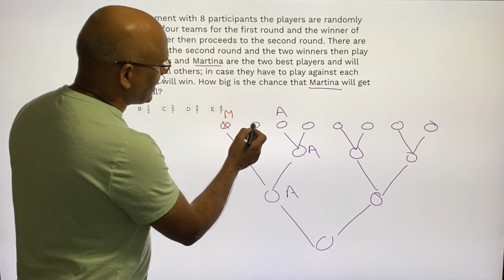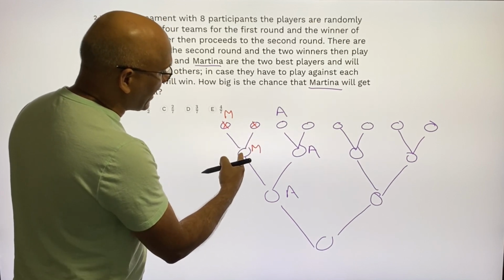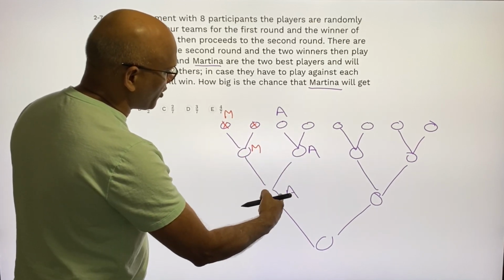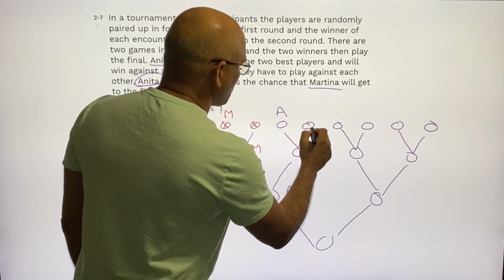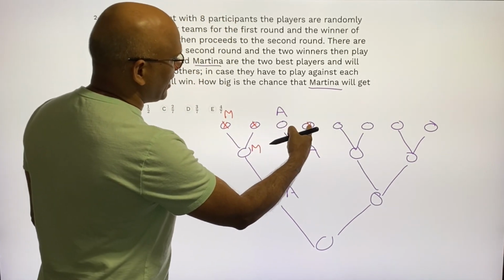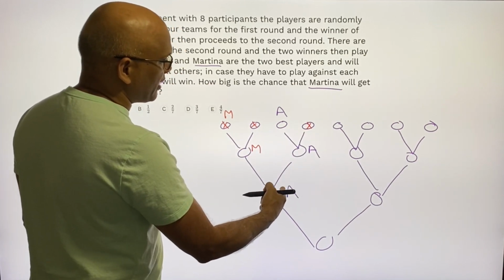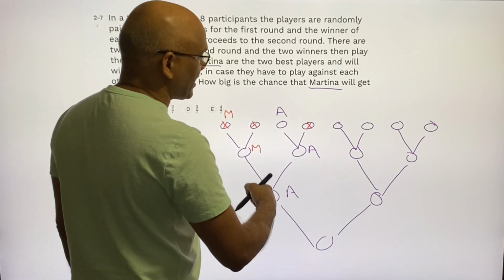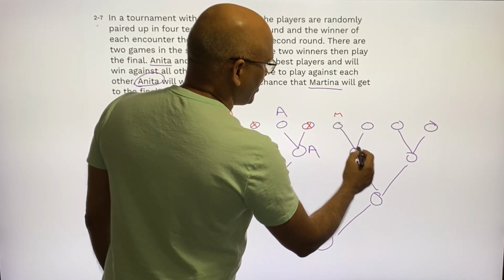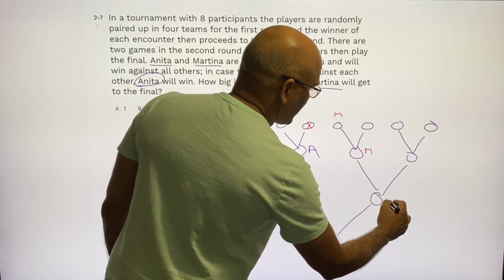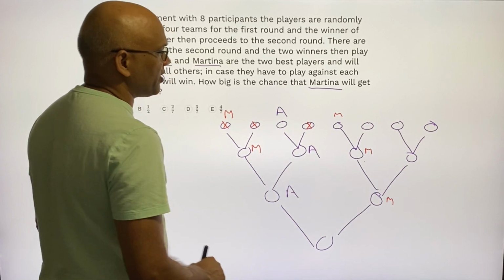Similarly, if Martina is here, same story. She can get here, but against Anita, she is not going to win. If Anita and Martina play, Anita is going to win, and then Martina cannot get to the final, right? How about here? If Martina is here, she can make it here because she is the next best player and Anita is not here, right?